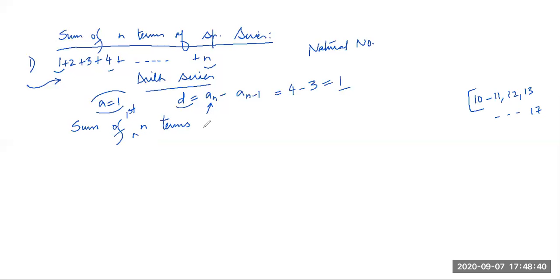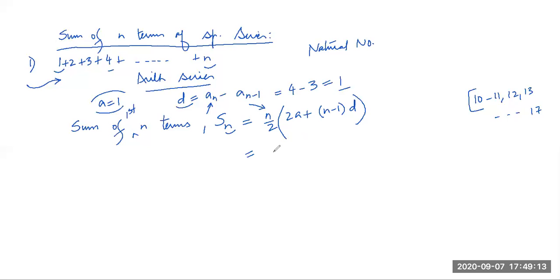So sum of first n terms, let it be represented by Sn. S for sum, n for n terms. Is equal to, let me apply the formula. So the formula is, yes Arjinder, n by 2 into 2a plus n minus 1 into d. Ishma, please complete and speak loudly. Hello Ishma, put the values in this formula.